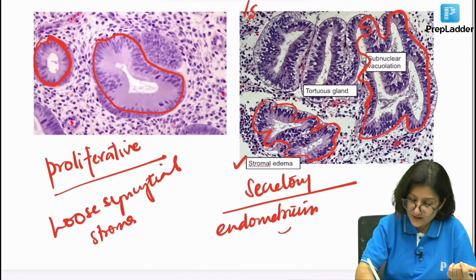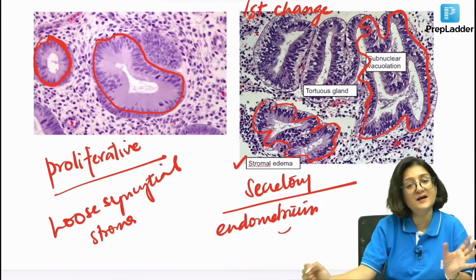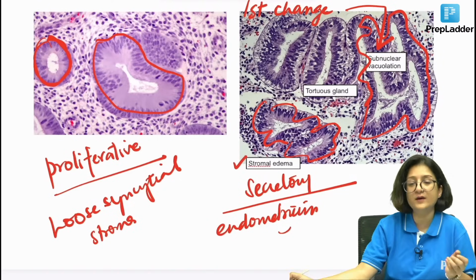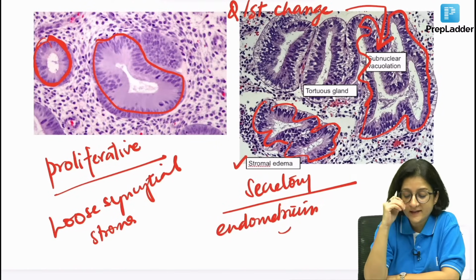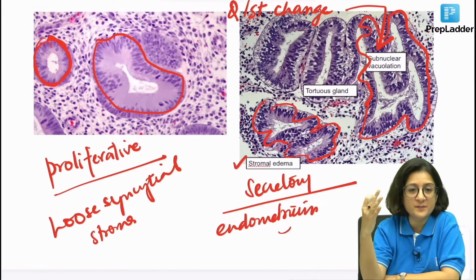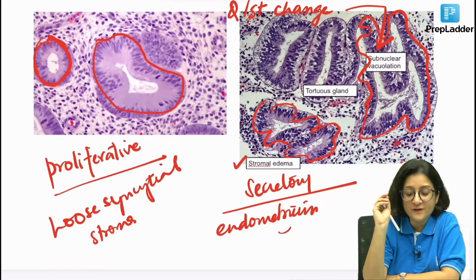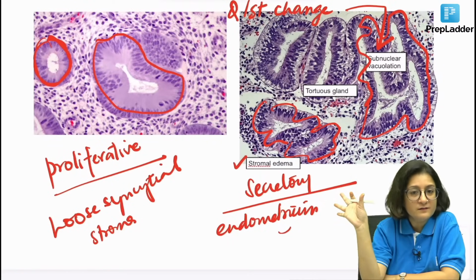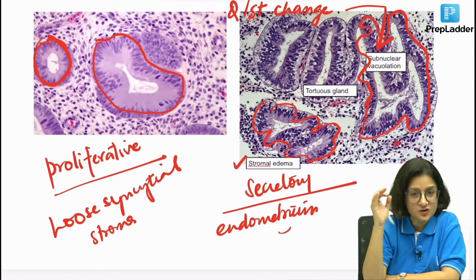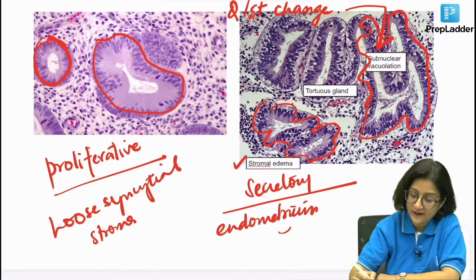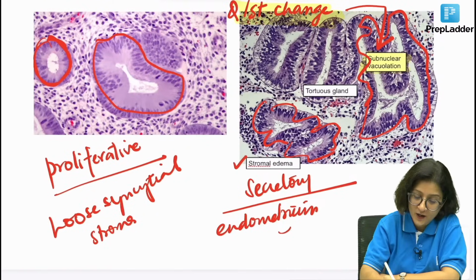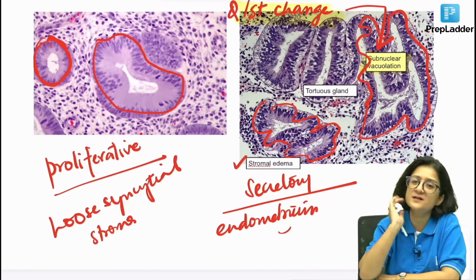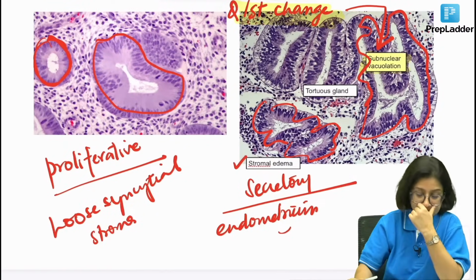But the first change, they ask you this question, the first change is subnuclear vacuolation. Please remember the first change. When secretory changes come in the second half of the cycle, the first change is basal vacuolation, which is also called subnuclear vacuolation. I'll just highlight it here. Subnuclear vacuolation is the first change to take place. Okay, so this is also a direct MCQ pointer.